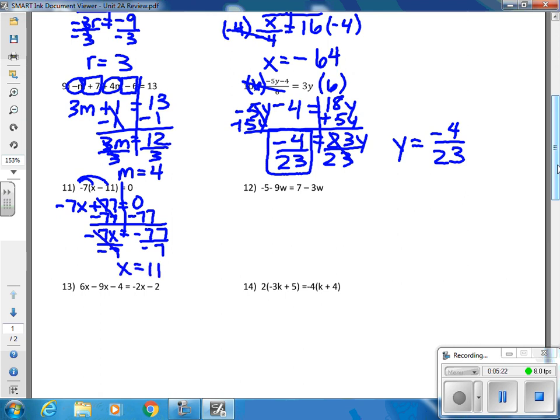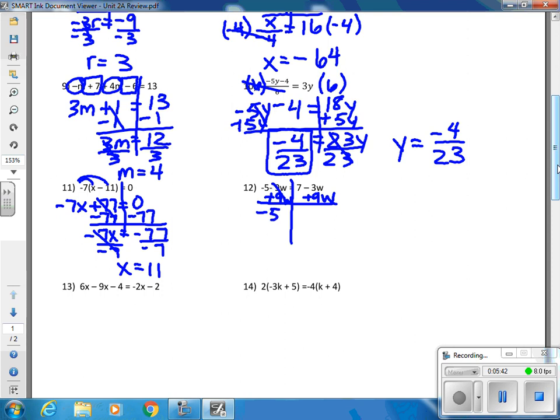For number 12, there's no distributing, there's no combining, there's just variables on both sides. When you're looking at your variables, you have a negative 9w and a negative 3w. If you're trying to move the smaller, the number that is farthest away from 0 is your smallest number. So in this case, that would be minus 9w. So the opposite of minus 9w would be to add 9w to both sides.